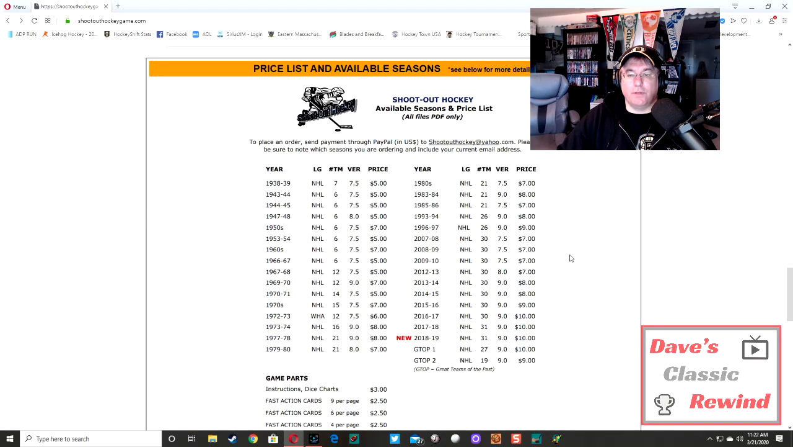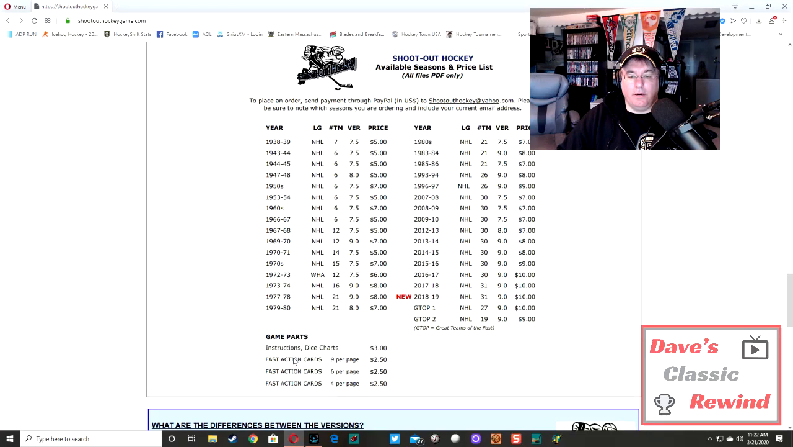So here are the prices for the game. Down here, instructions and dice shots, it's $3. And then if you get the fast action cards, which you will need if you want, well, you don't have to. You can go strictly cards and dice. But I would get, so it's $5.50 to get the fast action cards and the instructions, and then pick a season. What, $5, $7, $10 for the newest one. So yeah, it's really inexpensive.